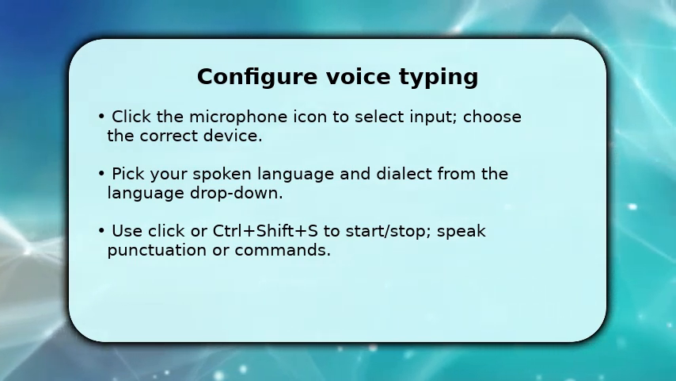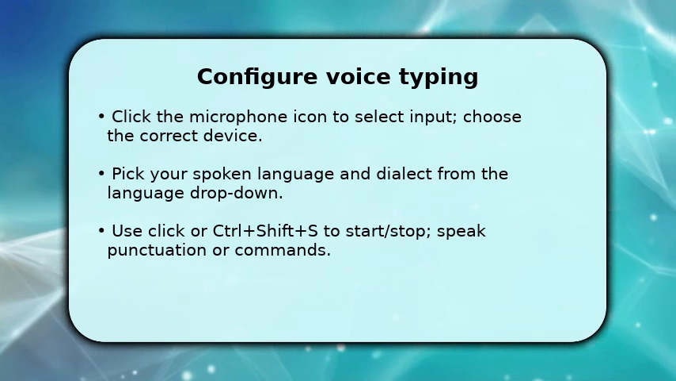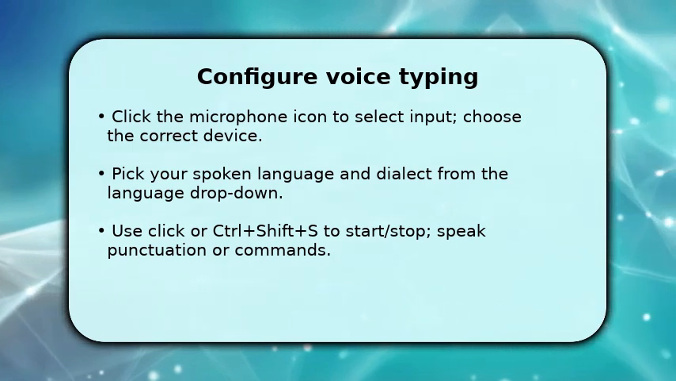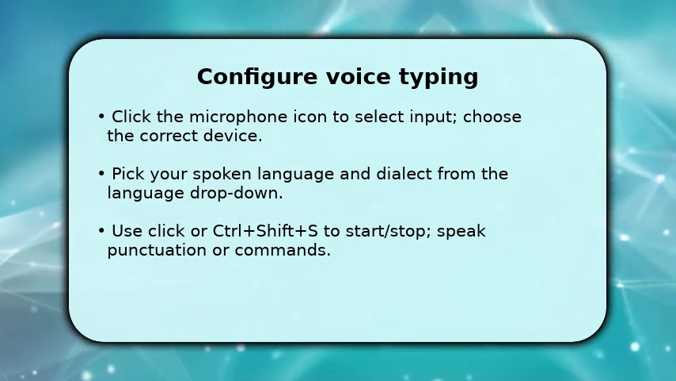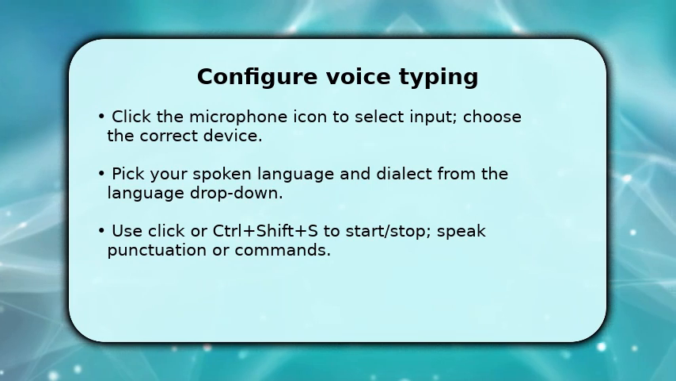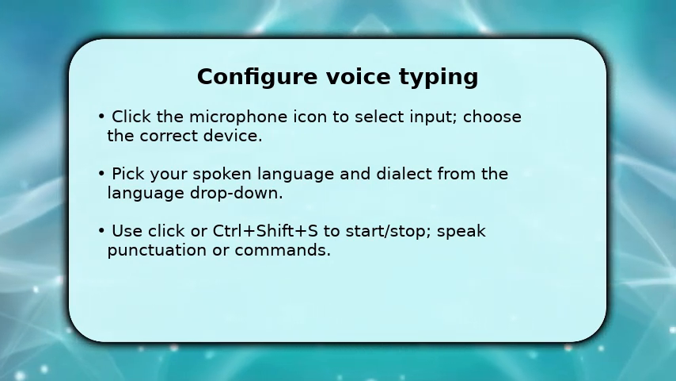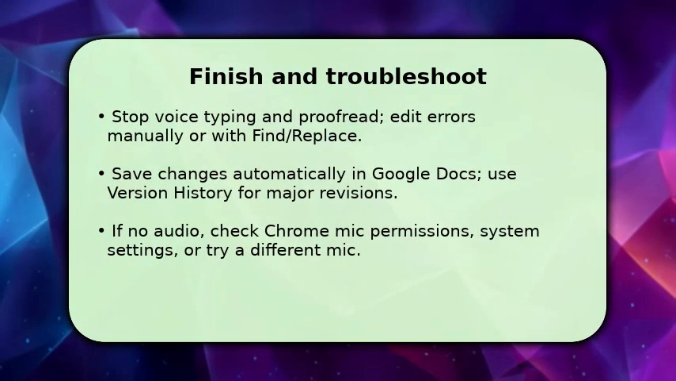To begin, click the mic or press Ctrl plus Shift plus S and speak naturally, pausing for punctuation like period or comma. Make sure ambient noise is low. To finish, stop the microphone and review what was transcribed. You must proofread and fix homophones or punctuation that didn't convert.